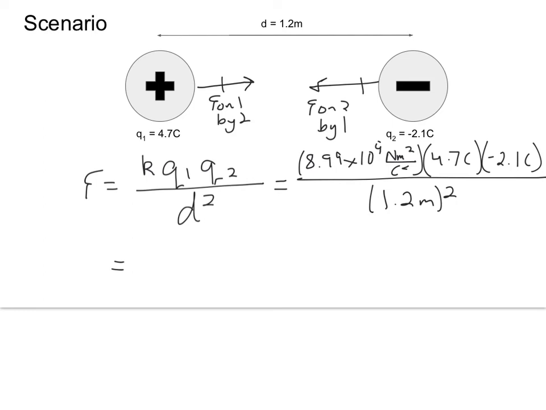I would encourage you at this point to pause the video and try plugging this all into your calculator and see if you get the same thing that I do. Don't forget to use the E button on your calculator. I end up with 6.16 times 10 to the 10th, and we're calculating a force, and we know that forces are always in newtons.